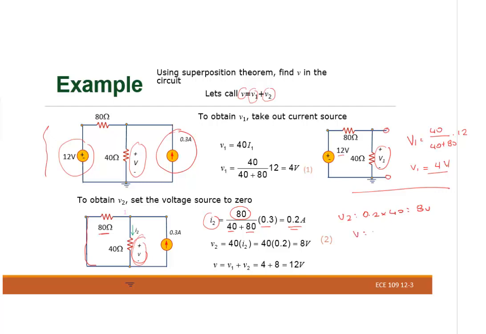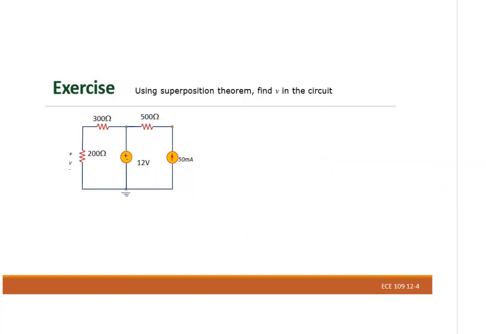So we find V equals V1 plus V2, which is 4 plus 8, equal to 12 volts. So this is the solution of this problem. We give you one exercise. We're gonna try to do this one in the class. I would like you to work on this one before the class so we can try to do it together.